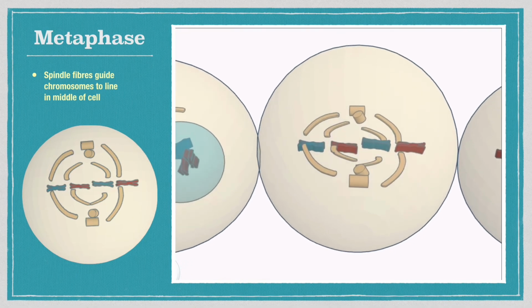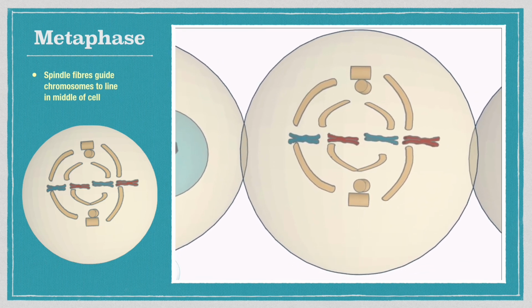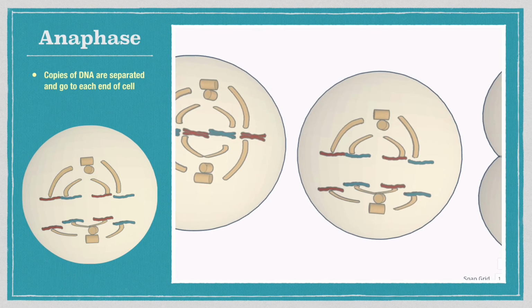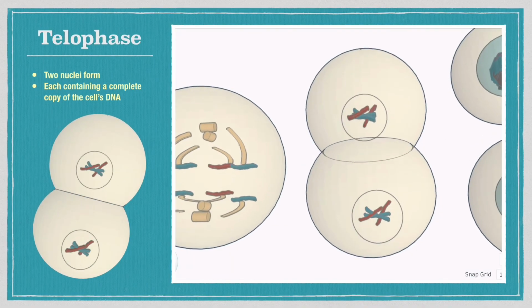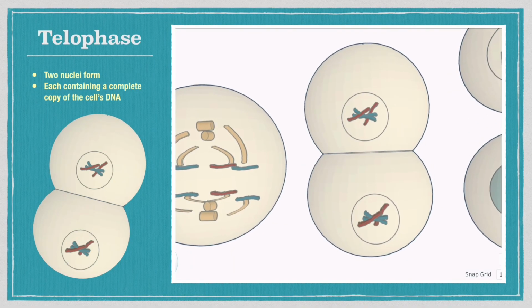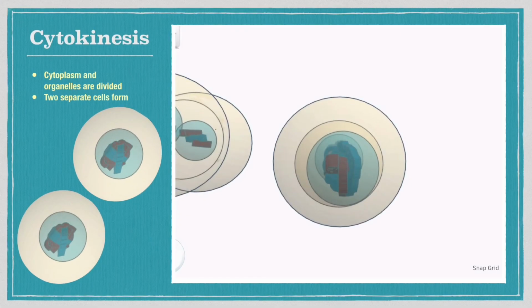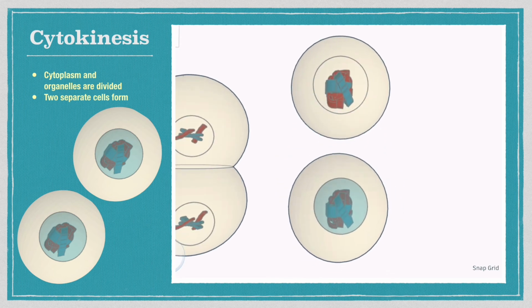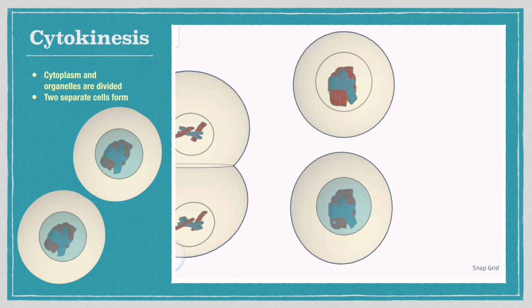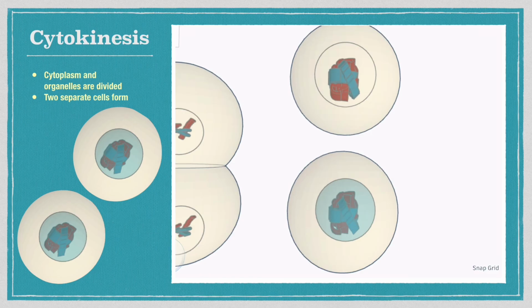In metaphase, structures called spindle fibers guide the chromosomes to a line along the middle of the cell. In anaphase, the copies of DNA are separated and go to each end of the cell. In telophase, 2 nuclei form, each containing a complete copy of the cell's DNA. In cytokinesis, the cytoplasm, that's the cellular material excluding the nucleus, and organelles are divided and 2 separate cells form. The cells then begin interphase and the cycle repeats.